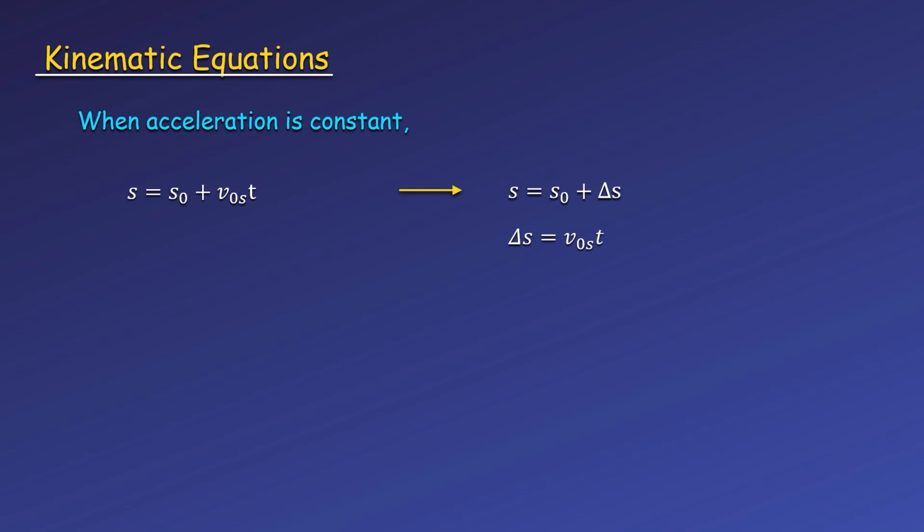But what if there is acceleration? Well, our final position is still the initial position plus some change in the position, but now that change will depend on how fast we were going initially and how much we accelerated. So now we need this velocity to represent the initial velocity with our zero as a subscript, and we'll add on a term that accounts for the acceleration.